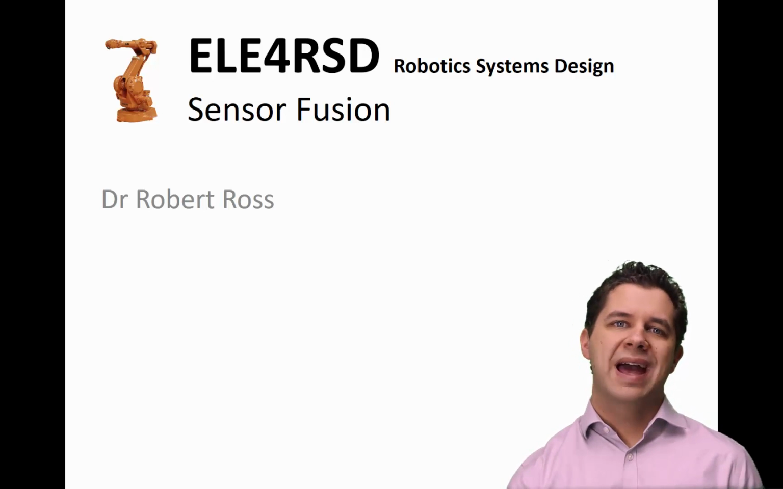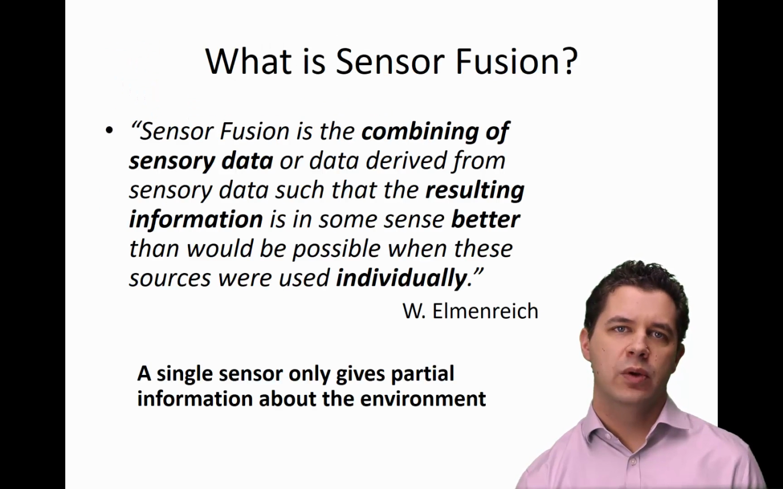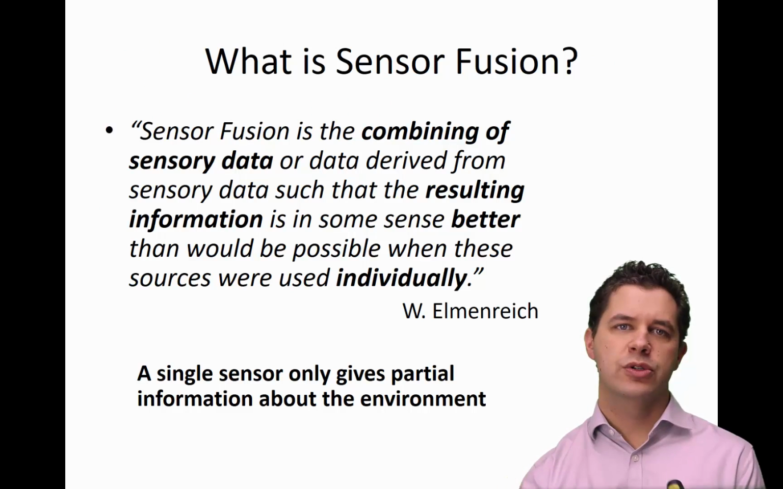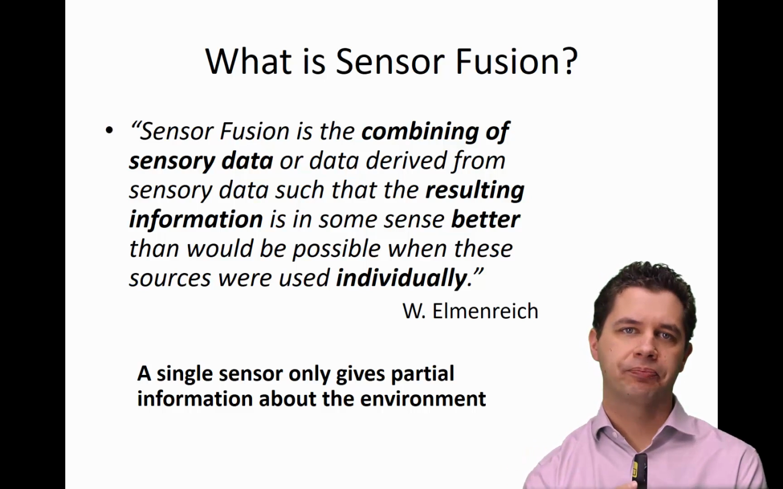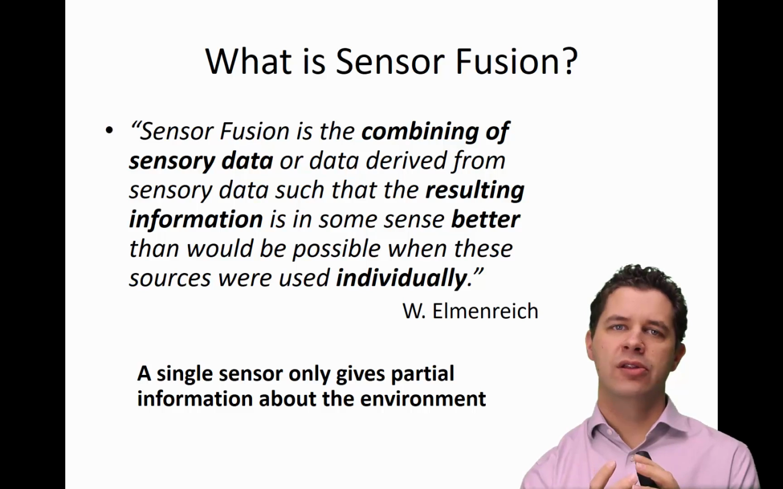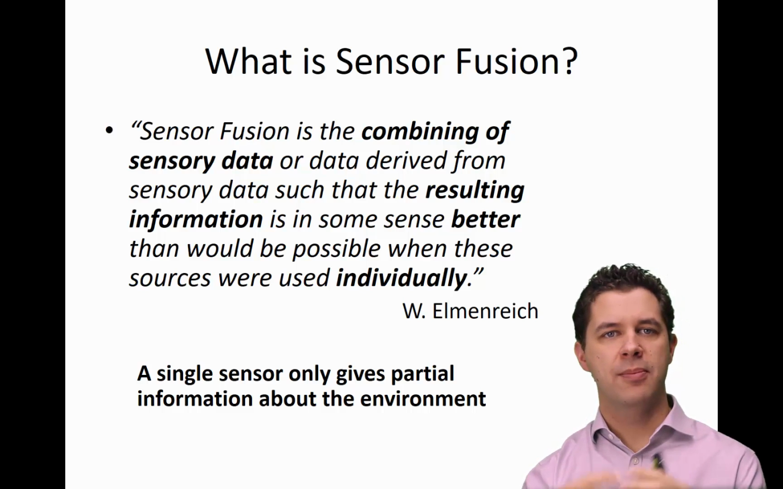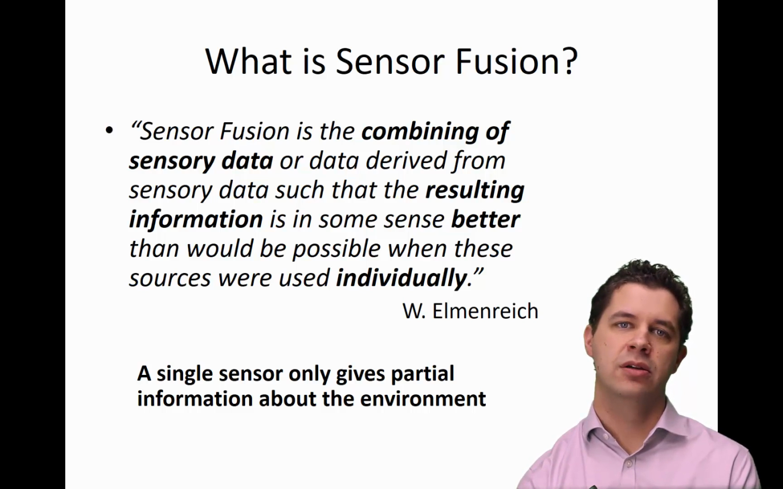The next concept that we'll look at is that of sensor fusion. In sensor fusion, what we're dealing with is combining sensory data from different sensors to result in better information than what we'd have from each of these sensors individually. Basically, the idea is that a single sensor only gives us a partial amount of information about the environment. It doesn't tell us everything that there is to know.